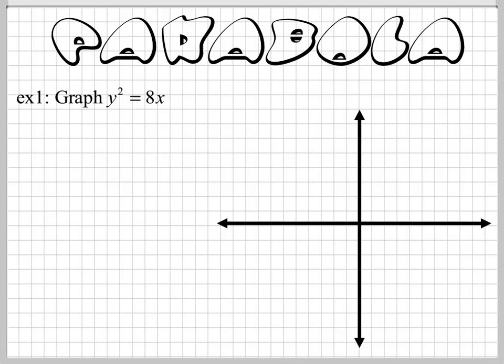Graph that dude. Well, because there's nothing being added or subtracted from the x or the y, we know that it's centered at the origin. So we put our dot right there. That's where the vertex is. Now, is it going to go up or down, or is it going to go left or right? Which one is it? Is it horizontal or vertical? And how do we know? Correct. Because the y is squared, we know that it's horizontal, so it's going to open up to the right or open up to the left. It's a horizontal parabola. So let's put "hori" up there, just so we don't forget.